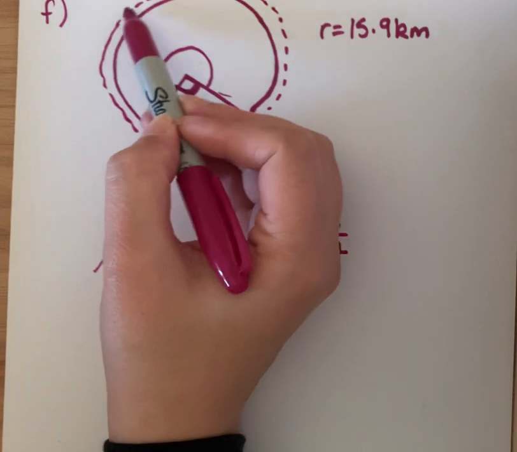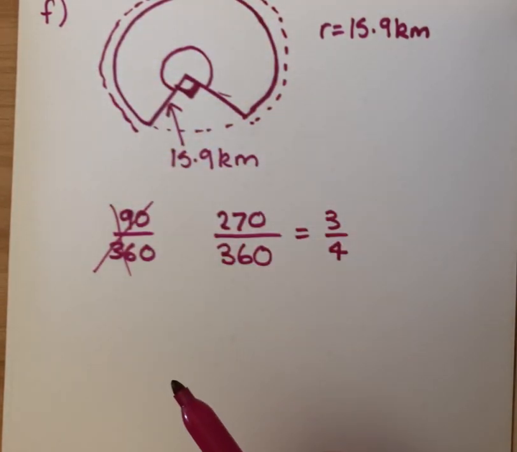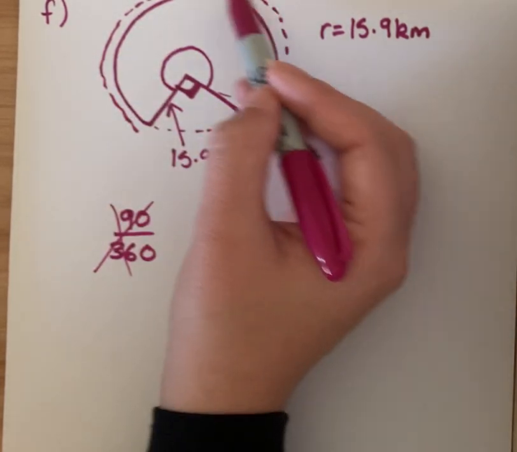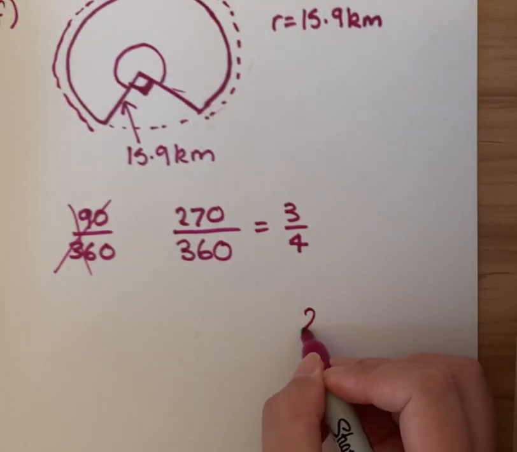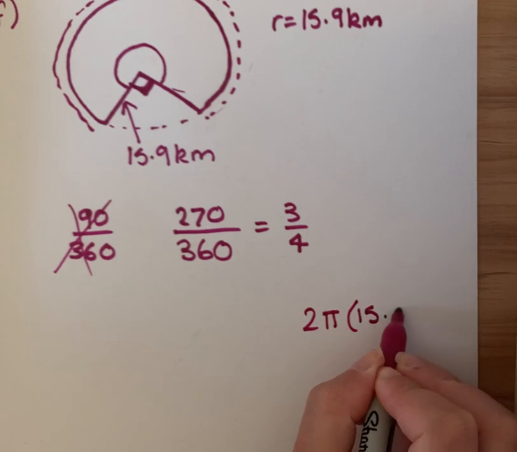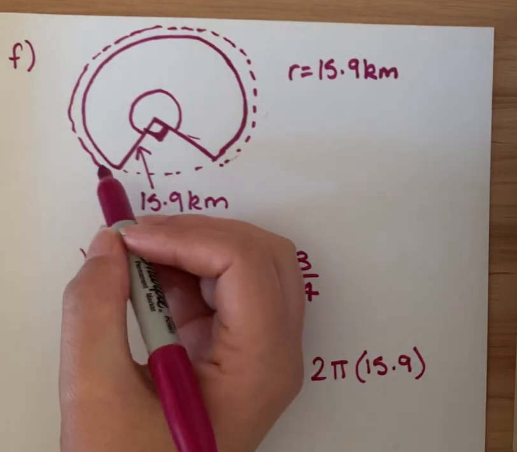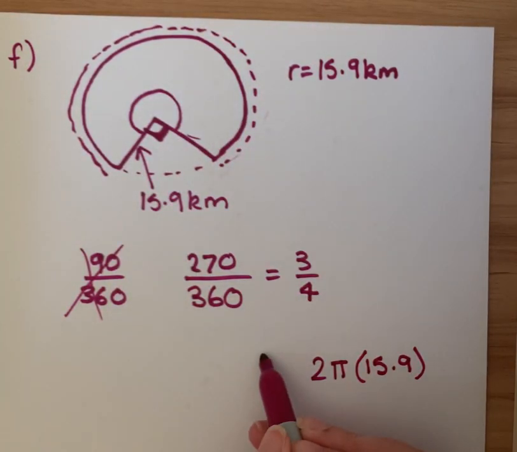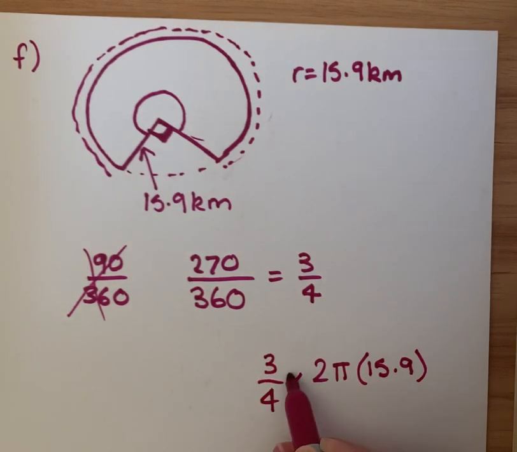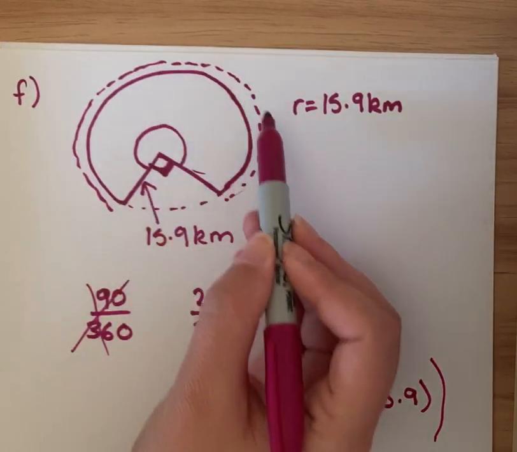So this arc length here, if we wanted to find this curved length, we know that's just going to be a fraction of the circumference of the full circle. If we wanted to find the full circumference, it would be 2 pi times the radius, which is 15.9. That's the formula for circumference of a circle, 2 pi r. But we only want to find part of that. We only want to find 3/4 of that. So we need to multiply by 3/4. And this is going to give us our arc length here.